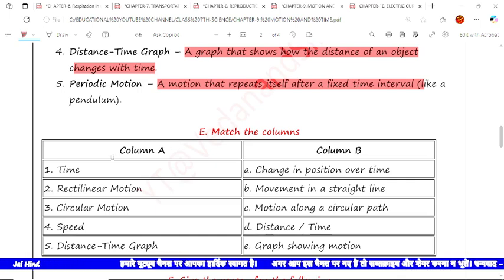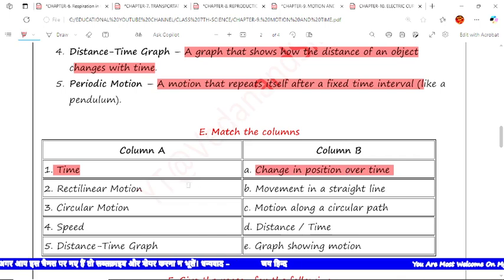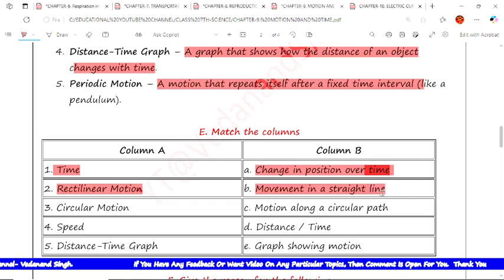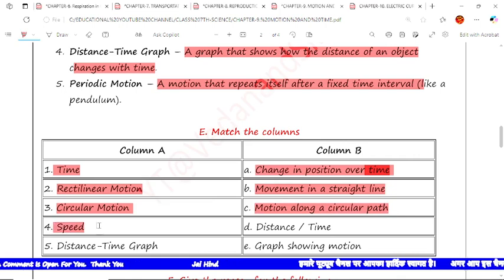Okay, sorry for the delay. In column A, time. The answer is change in position over a time. Next is rectilinear motion. Something is wrong here, it should be speed, not time. Okay, rectilinear motion, the movement in a straight line. B is the correct option. Then circular motion, the motion along a circular path. Speed is distance by time, so D is the correct option.